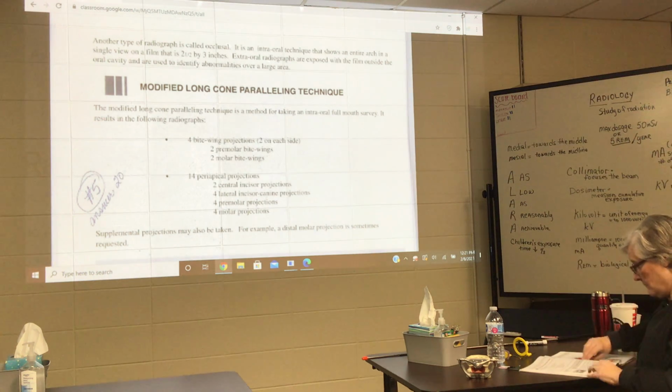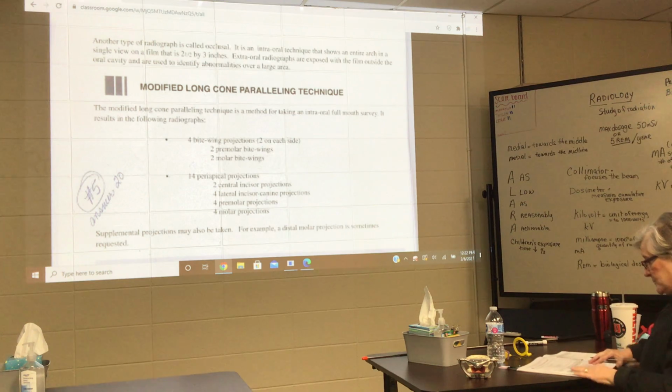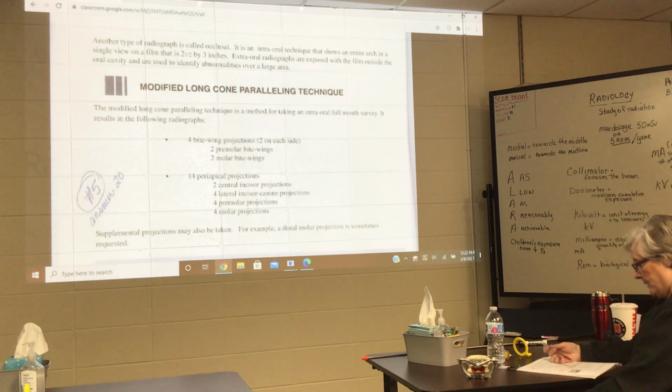Okay? So we're going to take x-rays now. So let's prepare our patient. The patient should remove glasses and all removable dental appliances.